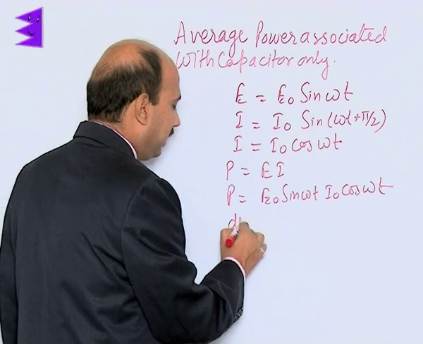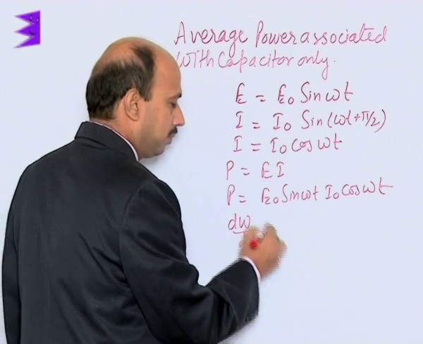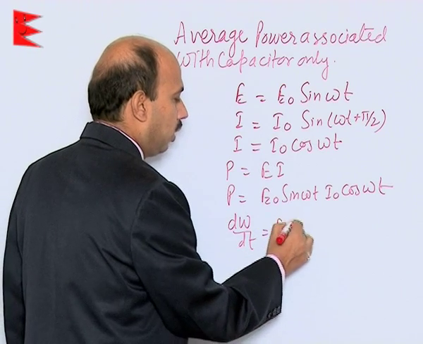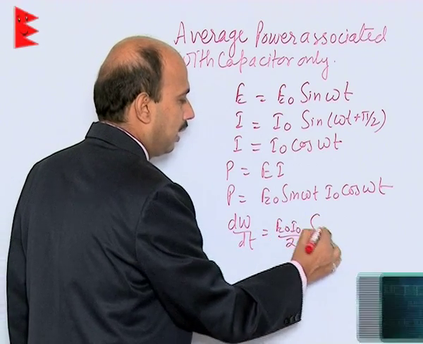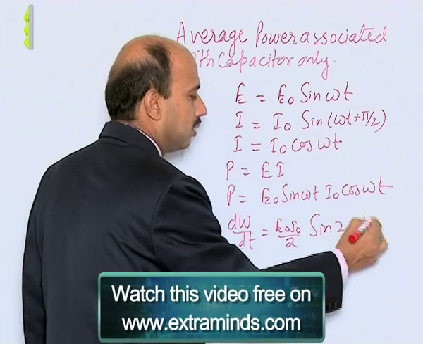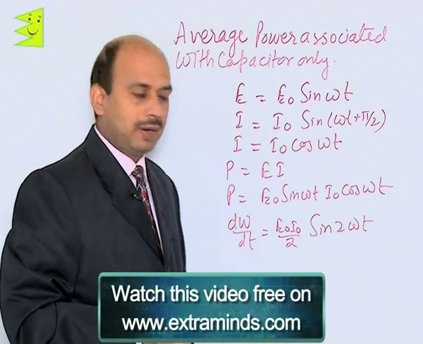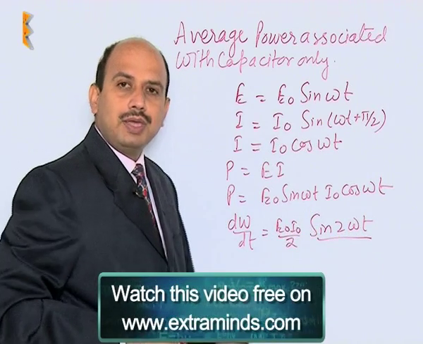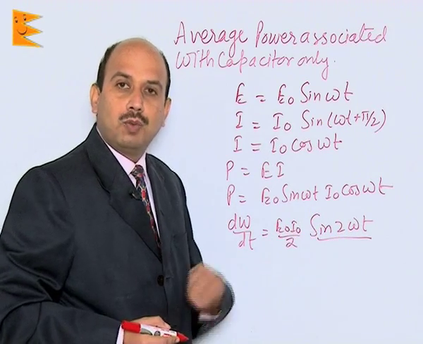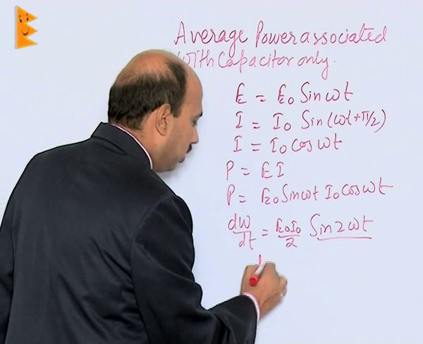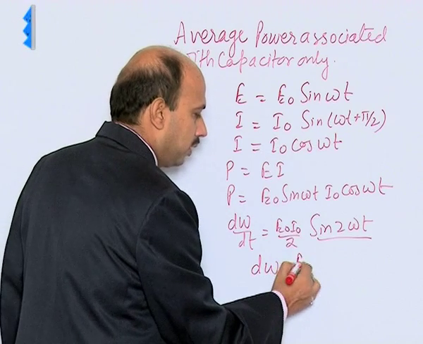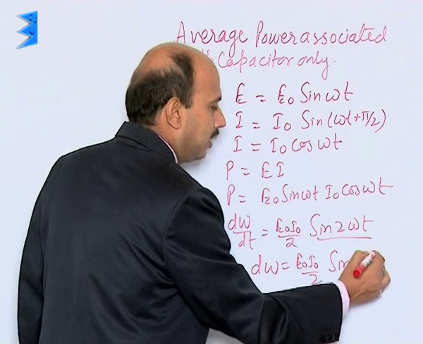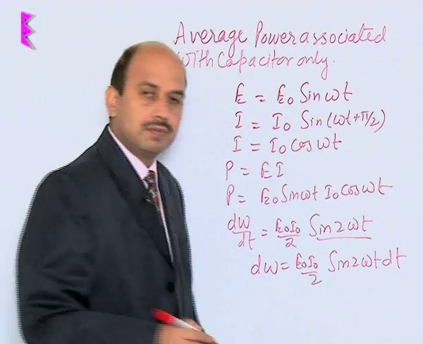So we can write here dW upon dt, that is the rate of consuming energy, as E naught I naught divided by 2 times sin 2 omega t. So I have multiplied by 2 and divided by 2, so it will be converting into sin 2 omega t. Now we can calculate the total energy consumed in one cycle, that is dW is equal to E naught I naught upon 2 sin 2 omega t into dt.